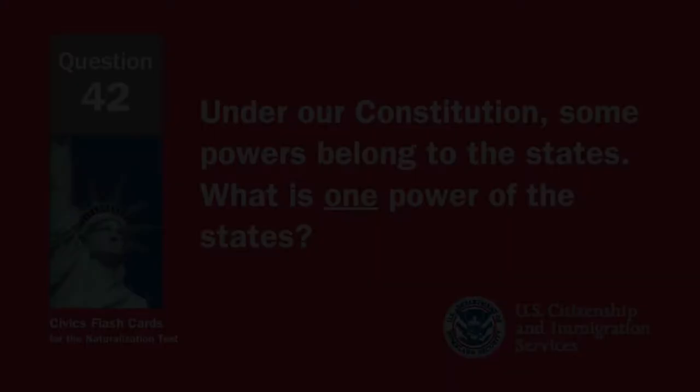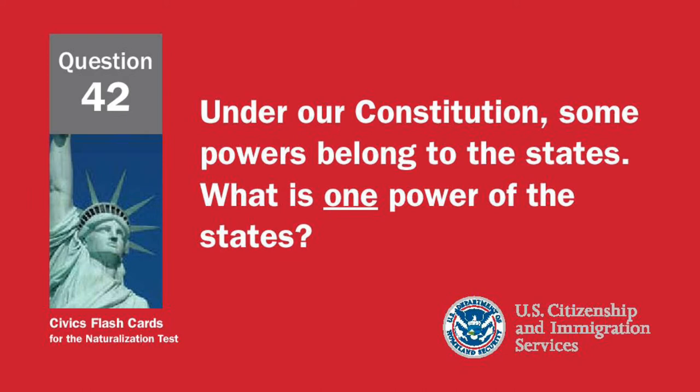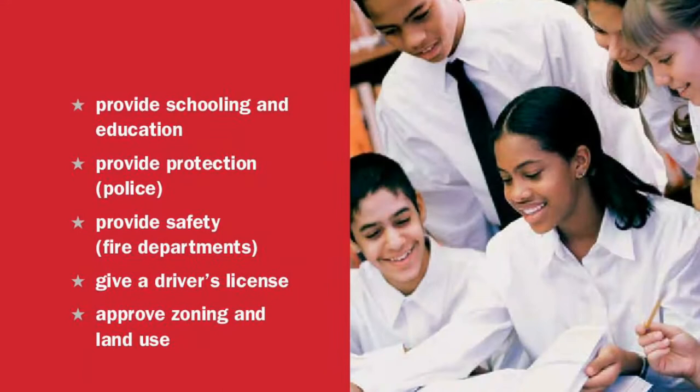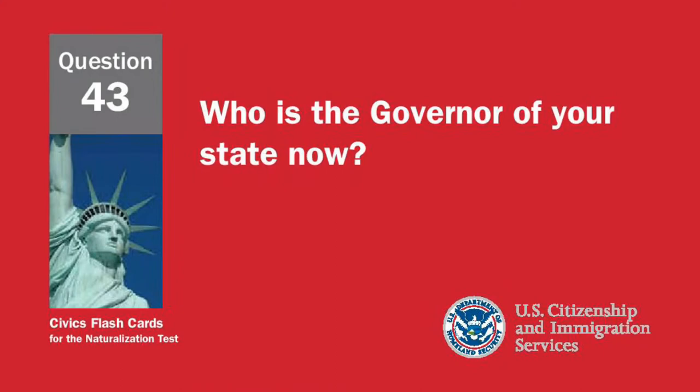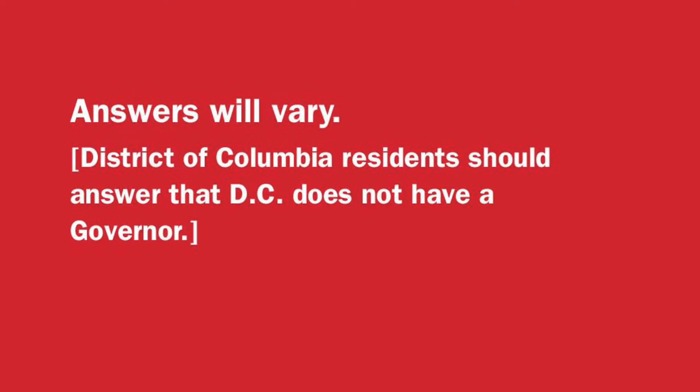Under our Constitution, some powers belong to the states. What is one power of the states? Provide schooling and education. Provide protection. Police. Provide safety, fire departments. Give a driver's license. Approve zoning and land use. Who is the governor of your state now? Answers will vary. District of Columbia residents should answer that DC does not have a governor.